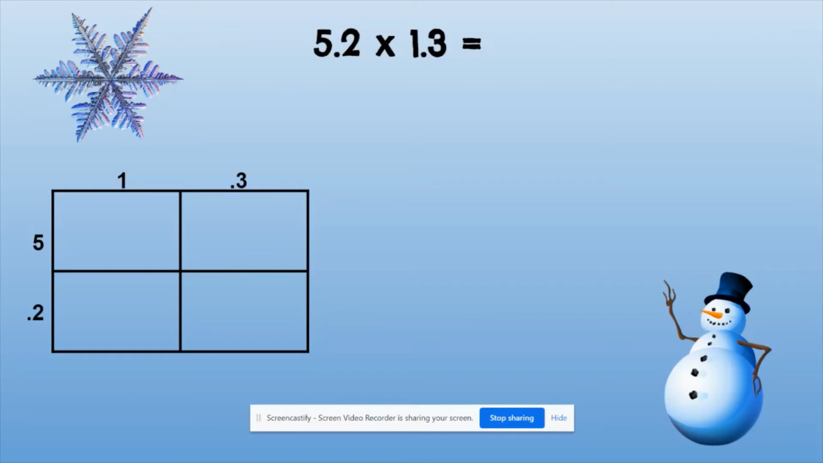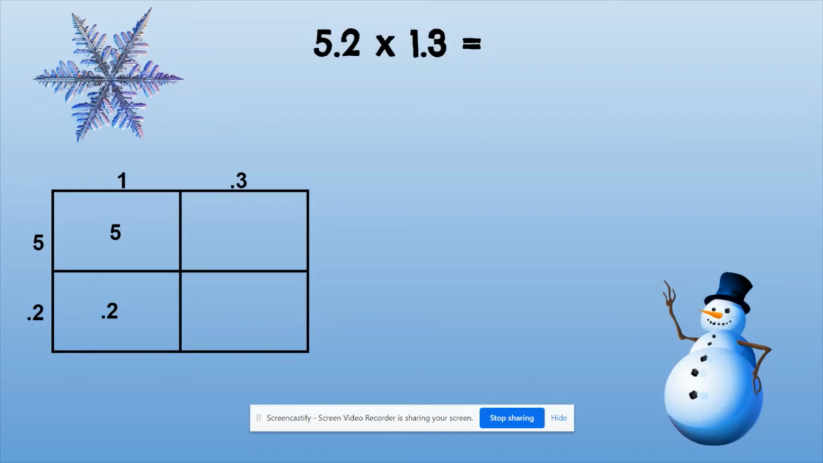Now we need to multiply each place value of one factor by each place value of the other factor and put those products in each box. We'll start with our whole numbers, 5 times 1. When we multiply 5 times 1, we get 5. Next, we'll do 2/10 times 1. 2/10 times 1 is 2/10. Anything times 1 is itself.